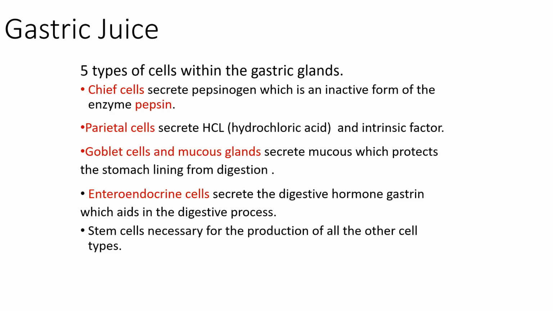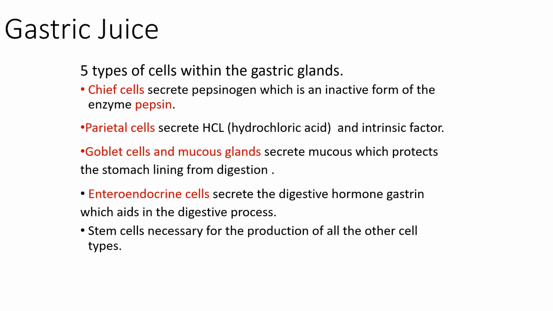We also have goblet cells that release lots of mucus. And these goblet cells and mucus glands are releasing a mucus that is alkaline to neutralize the hydrochloric acid. Otherwise, we could burn through the layers of our stomach. Even though the cells are held together with tight junctions, they still have to be covered with a layer of alkaline mucus so we don't burn through the layer.